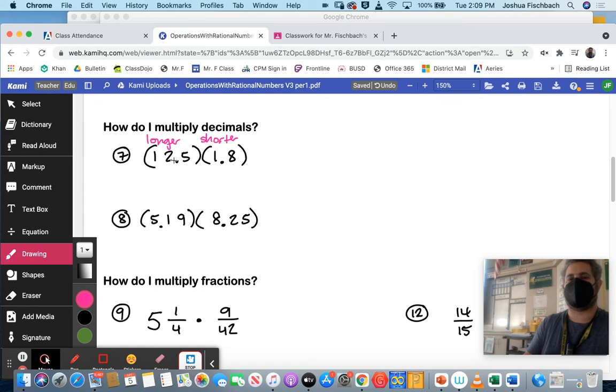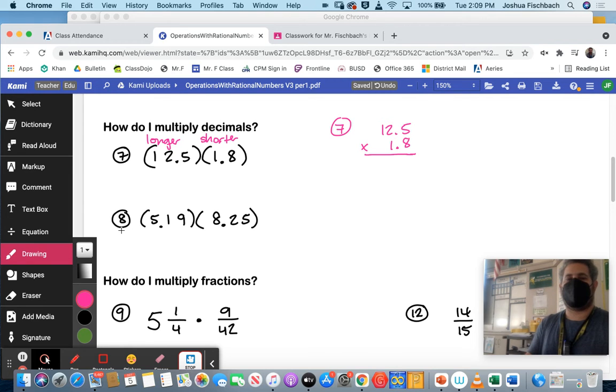So in this case, you've got 12.5, that's the longer one, that's going to go on top. So you're going to say 12.5, and then on bottom you're going to put 1.8. Now in this case, the decimals happen to line up, but when you're doing the algorithm for multiplying decimals, you do not have to have the decimals line up. In fact, you basically ignore the decimals completely.